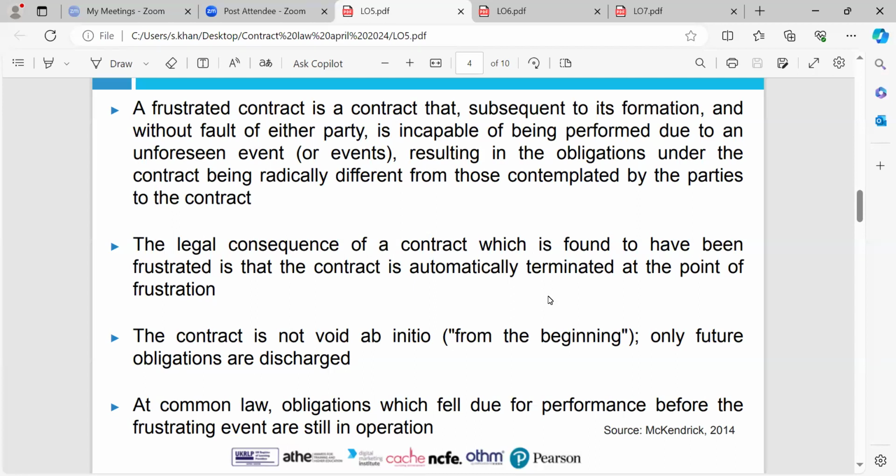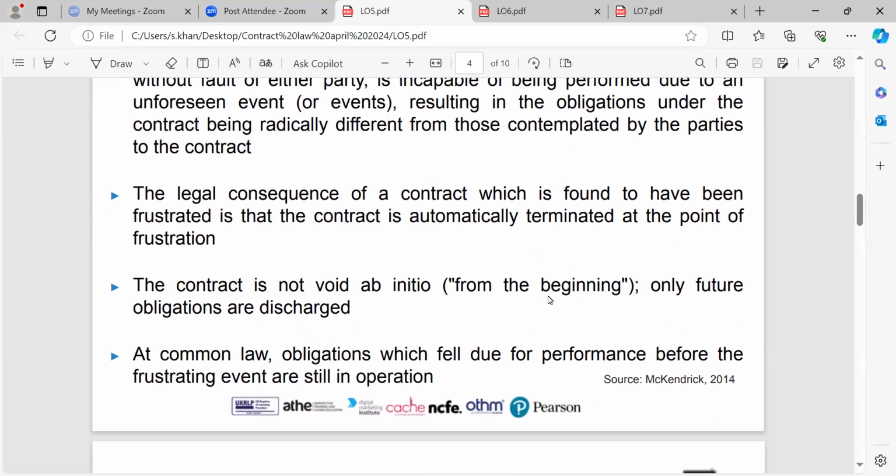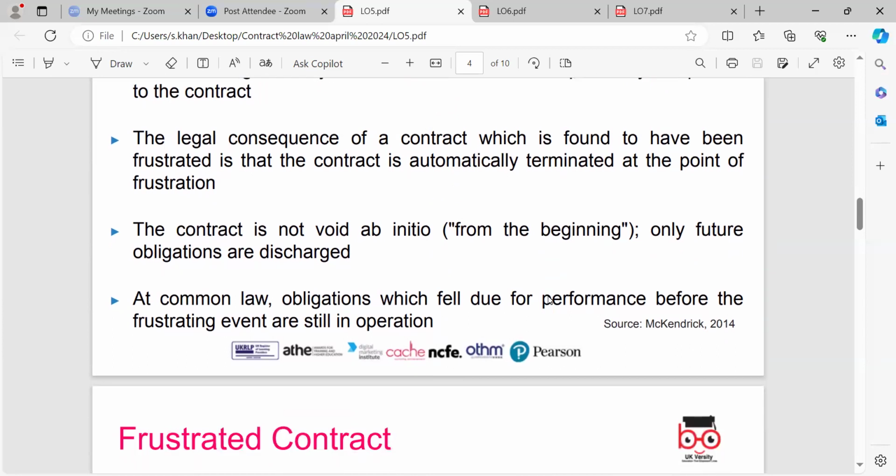The legal consequence of a contract which is found to have been frustrated is that the contract is automatically terminated at the point of the frustration. The contract is not void ab initio, from the beginning; only future obligations are discharged. At common law, obligations which fell due for performance before the frustrating event are still in operation.